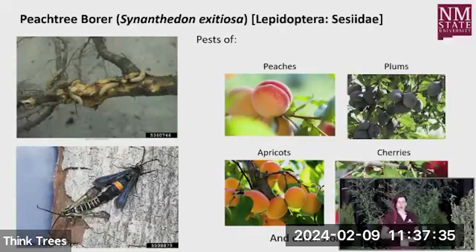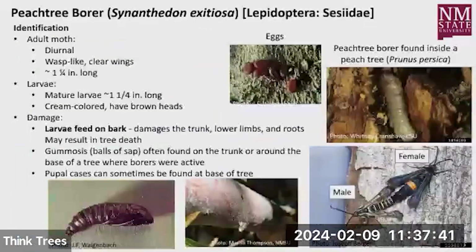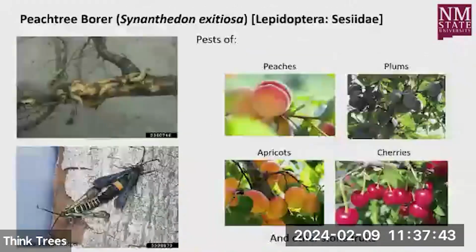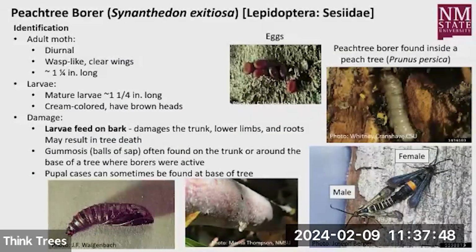Peach tree borer, another serious pest that I get questions about. These are pests of peach, plums, apricots, cherries. The adults are pretty distinctive looking. So this is the female, this is the male.